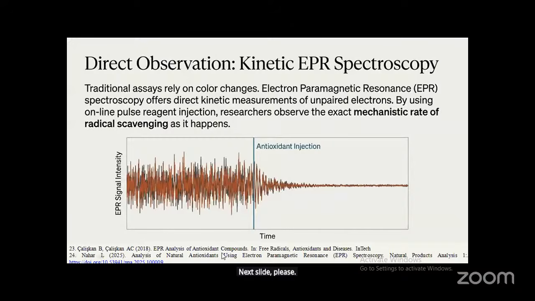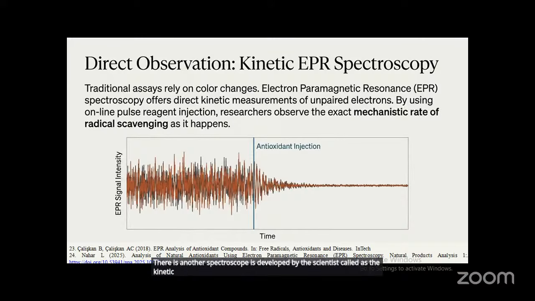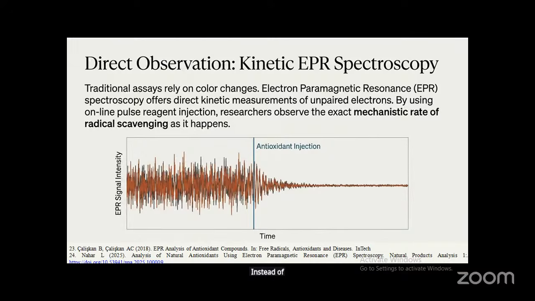There is another spectroscopy developed by scientists called kinetic EPR spectroscopy. EPR stands for electron paramagnetic resonance spectroscopy. It is presently being used instead of traditional assays. There we are using the colors. Here we are using the spectroscopic technique.